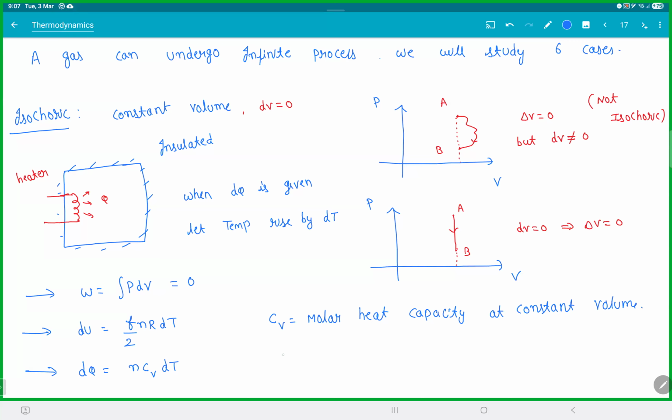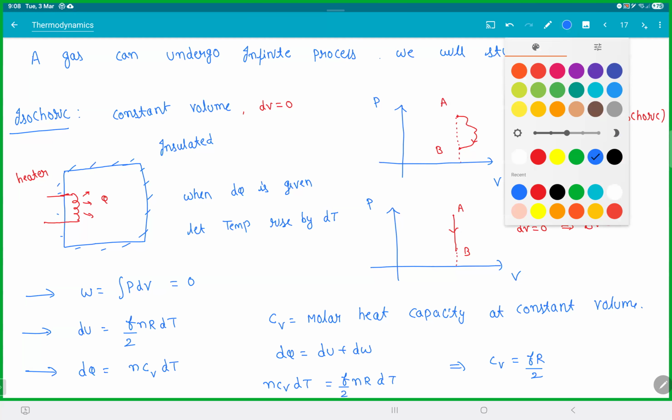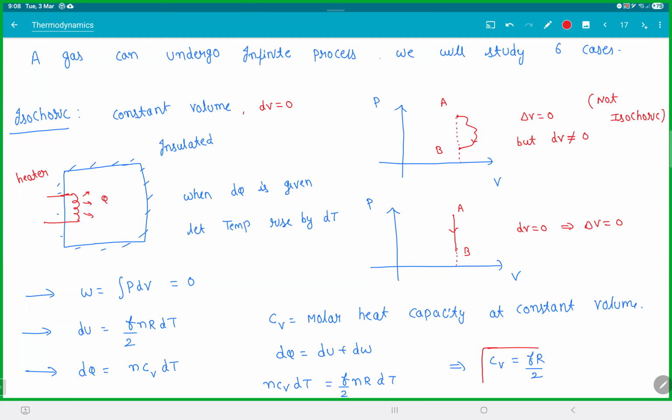And the first law of thermodynamics: dQ is equal to dU plus dW. The work done is 0, so we get nC_V dT equals f by 2 nR dT. So from here we proved that the value of C_V is nothing but fR by 2. Getting it? So this we proved. Randomly we didn't get the value of C_V. We actually proved that C_V is equal to fR by 2. And if you observe, this is actually constant. For a given gas, f is constant. So C_V is constant for a given gas.